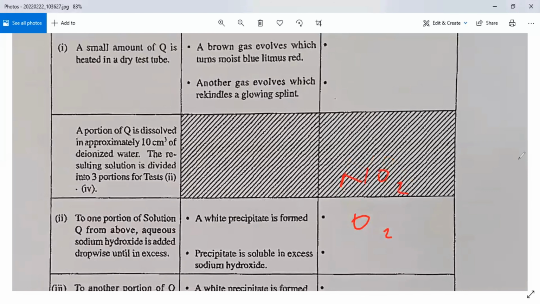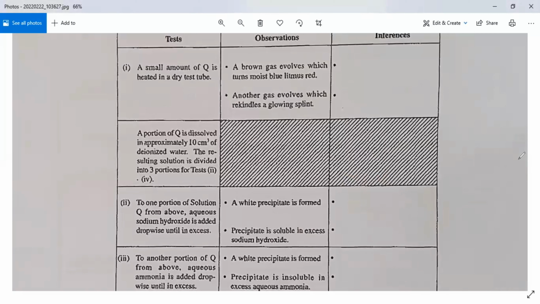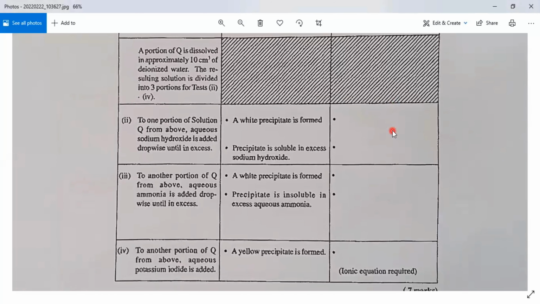Then let us see. We go down a little bit further now. It says a portion of Q is dissolved in approximately 10 mL of deionized water. The remaining solution is divided into 3 portions for tests 2 to 4. It says a portion of solution Q above, aqueous sodium hydroxide is added dropwise until in excess. So sodium hydroxide, as I said, is used to test for cations. Okay, and then you add the excess.